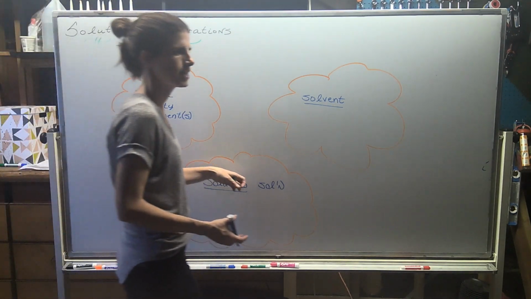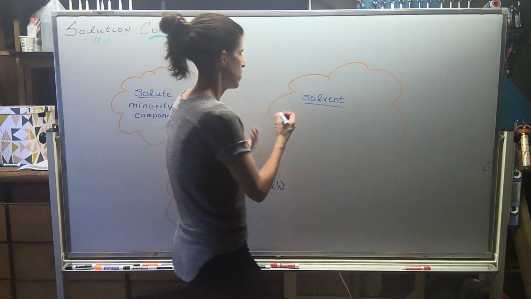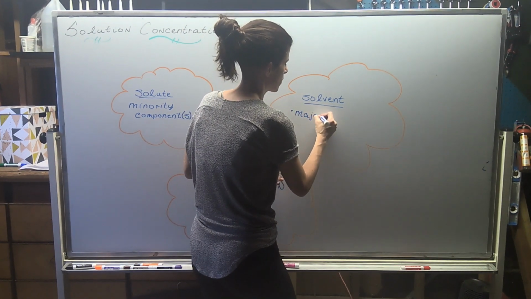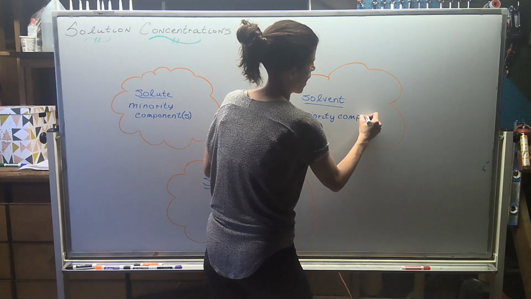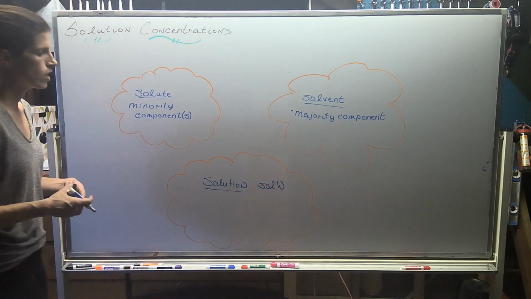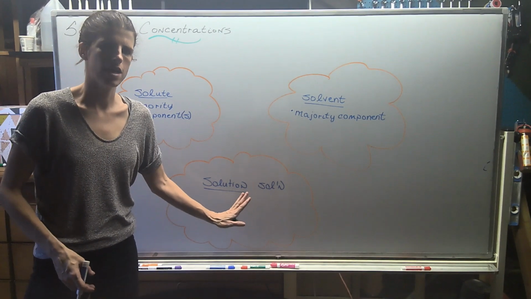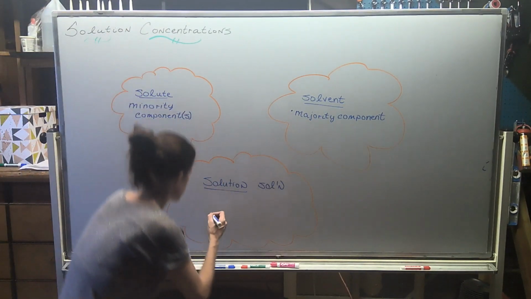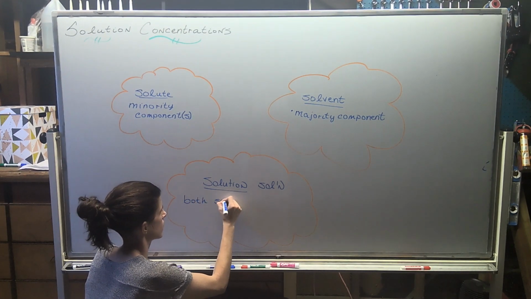The solvent is typically thought of as the thing doing the dissolving, but at the end of the day, you can identify it because that's the majority component. It has either the most volume or the highest mass. The solution, and this is how I abbreviate it, SOL'N. The solution is both the solute and the solvent. It's everything.